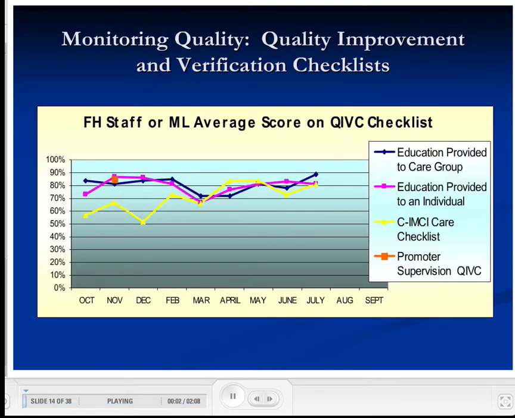Now, of course, you can't just send out your promoters and leader mothers after giving them some training and expect everything to go well.